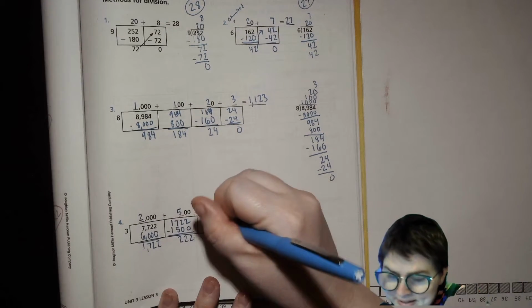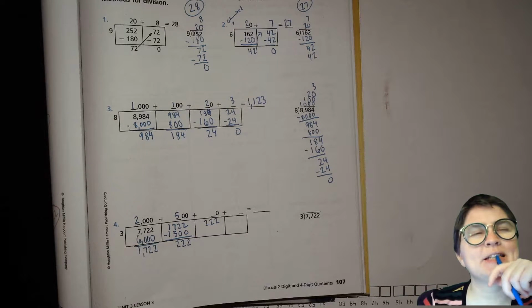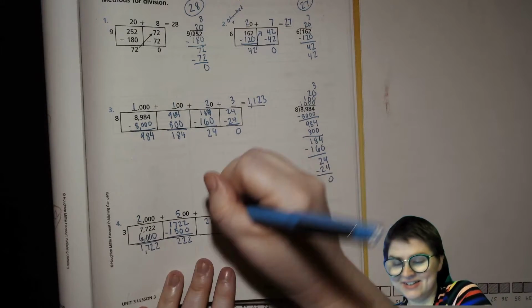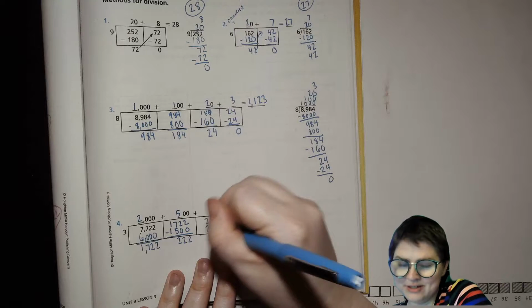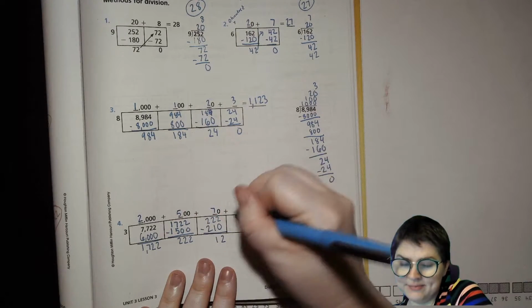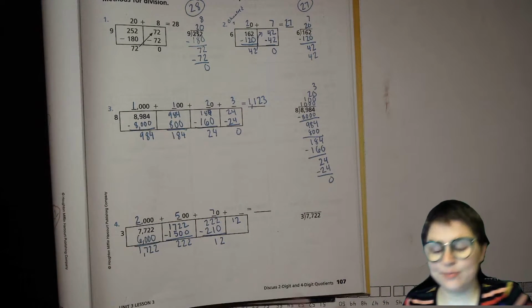And then how many 10s do we multiply by 3 to get close to but not over 222? That's like 22 10s. So let's think. What's that math fact that's 3 times something is 21? You remember what it is? It's 7, right? So 7 10s gets us 21 10s. And then we just have 1, 12. And then 3 times what gets us 12? 4.